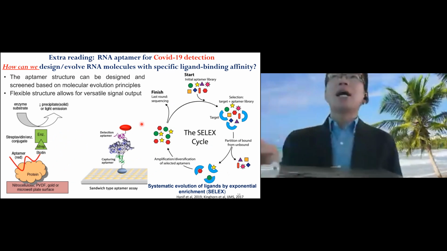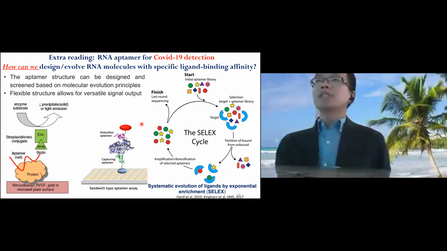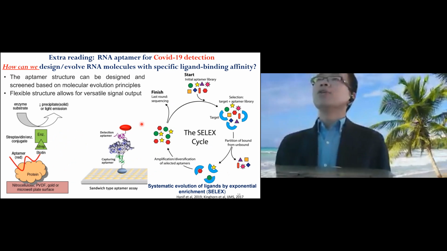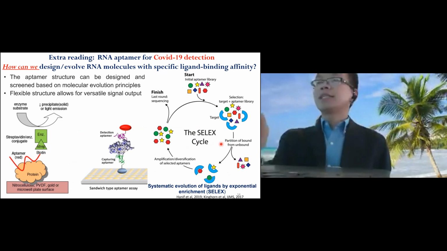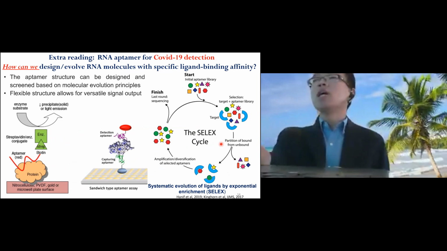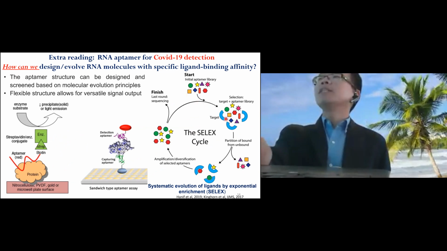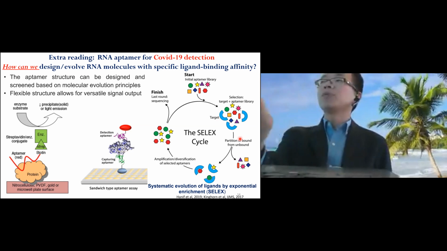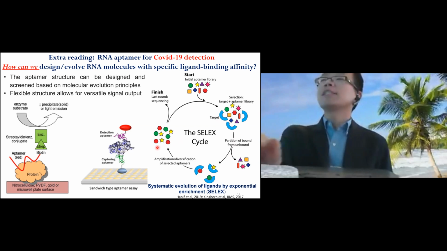So about the RNA structure, actually, reading on aptamer for COVID-19 detection, we know the aptamer structure. How can we design or evolve, engineer a specific RNA molecule with specific ligand binding affinity? There's a very cool technique called SELEX, the systematic evolution of ligands by exponential enrichment. Based on the pooled mutant library and the specific antigen or antibody, you can fish out and selectively enrich the RNA sequence with increased binding affinity. You can keep running this cycle. Eventually, you can find the capture aptamer or detection aptamer. So the RNA is the aptamer.